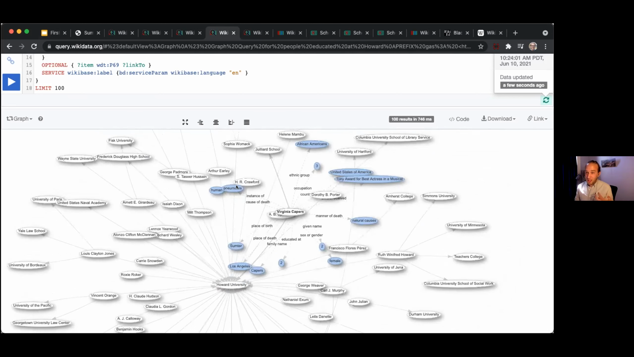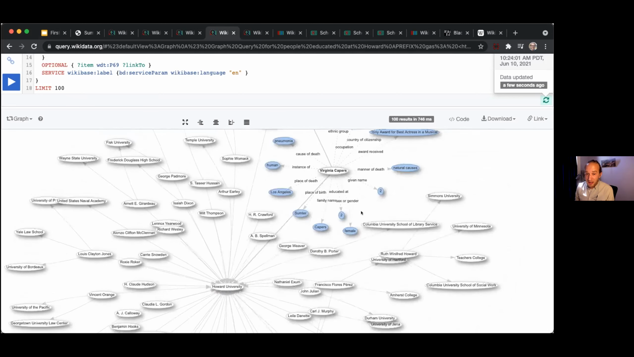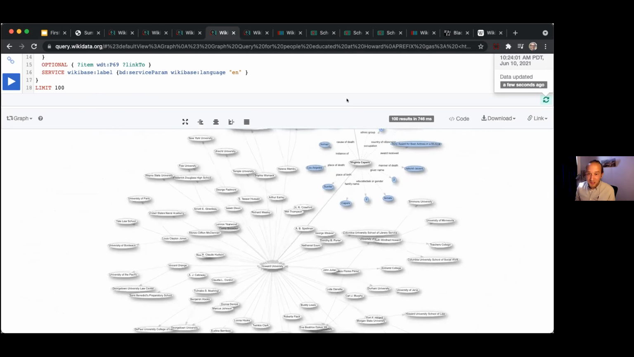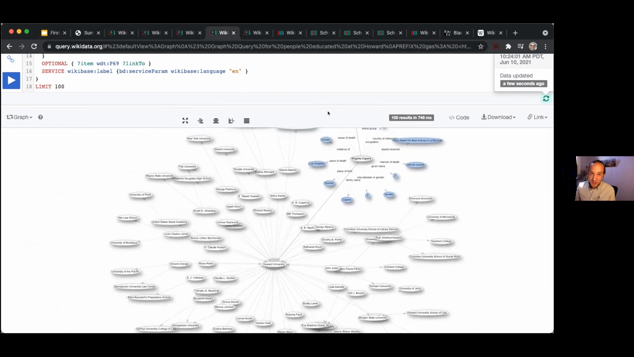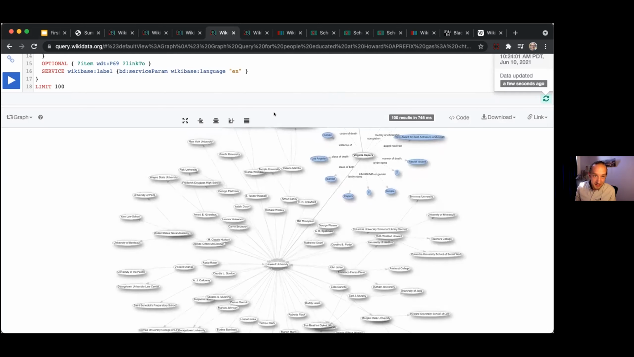And you can just tweak this query a little bit to have it represent anything else that you want to. And again, you can download these results. You can share them with people. You can parse them in new ways. So this is just one starting point for representing information on Wikidata.